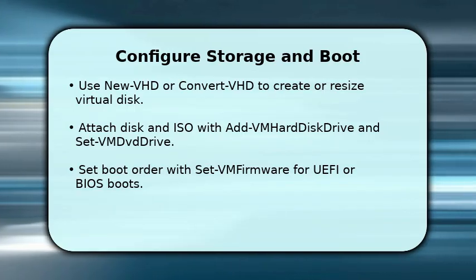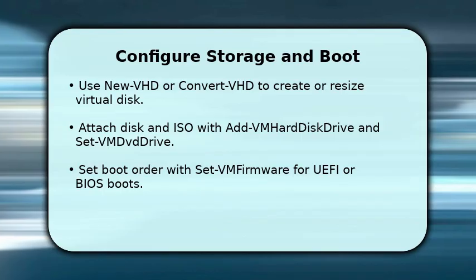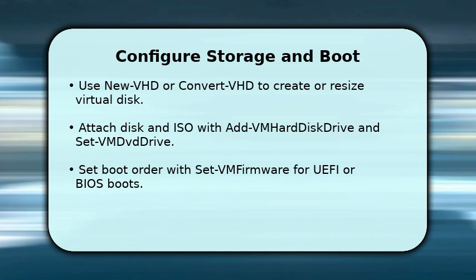Next, attach the installation ISO with Add-VMDvdDrive or Set-VMDvdDrive so the VM can boot the installer. After that, configure firmware boot order using Set-VMFirmware, choose UEFI for modern OSes, or legacy BIOS if needed. Make sure the DVD drive is first, then the virtual hard disk, so installation begins automatically.